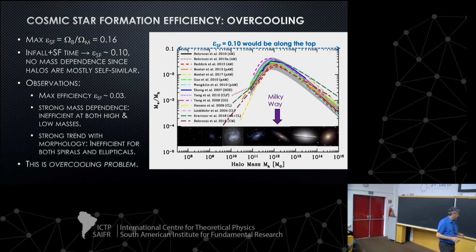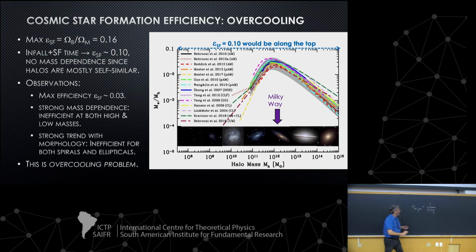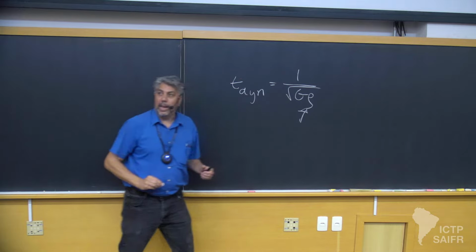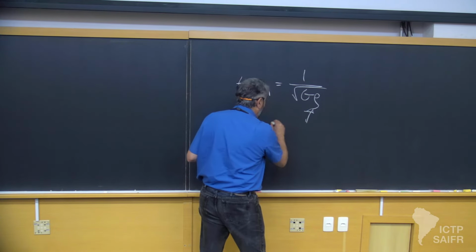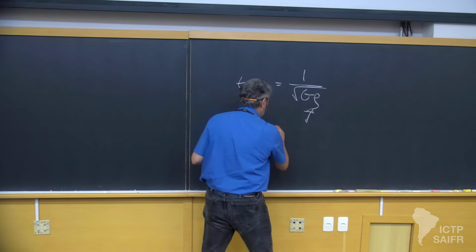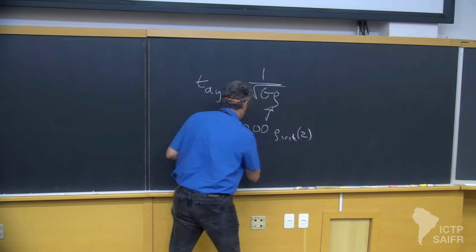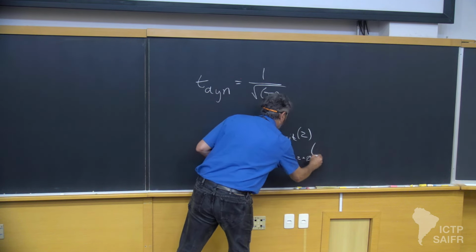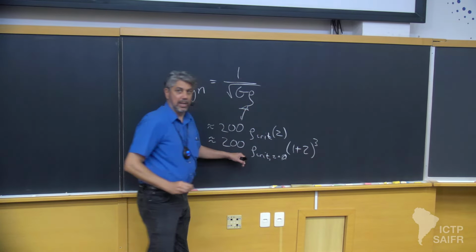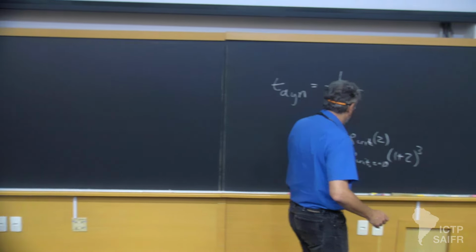I won't go into this derivation, but it's a pretty simple one. The dynamical time of a halo is roughly 1 over the square root of G rho. This rho is the mean density within the halo. It turns out that for virialized halos, this mean density is approximately equal to 200 times the critical density at that redshift, which is about 200 times the critical density at redshift 0 times (1 plus z) cubed, because the density just scales with the cosmic expansion. So that's rho.